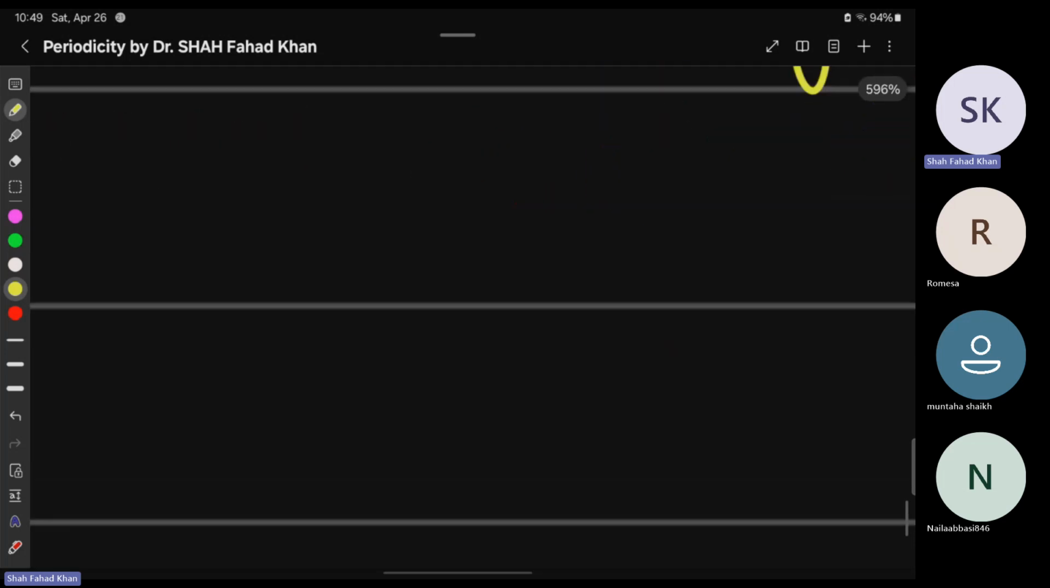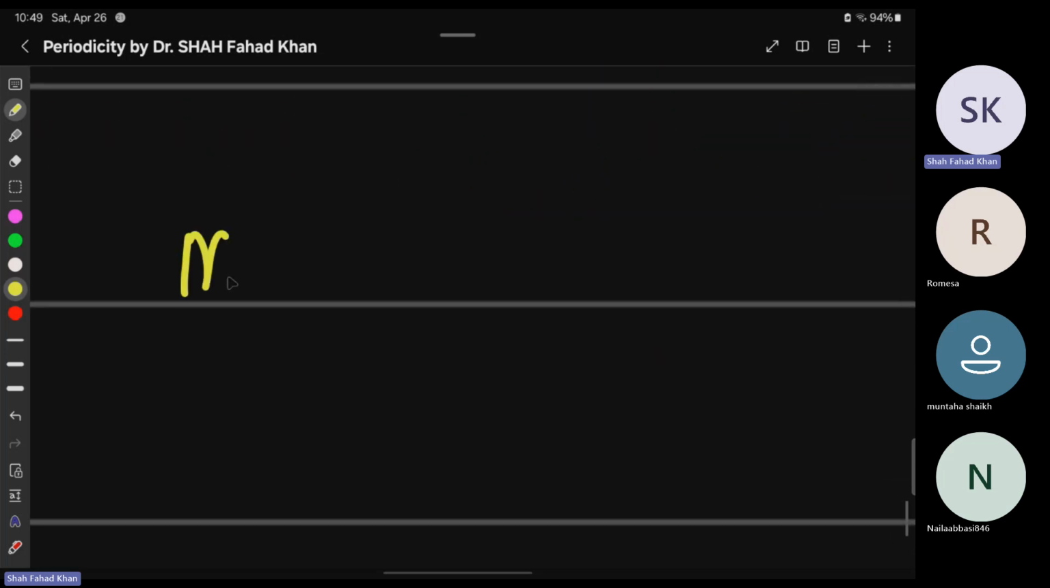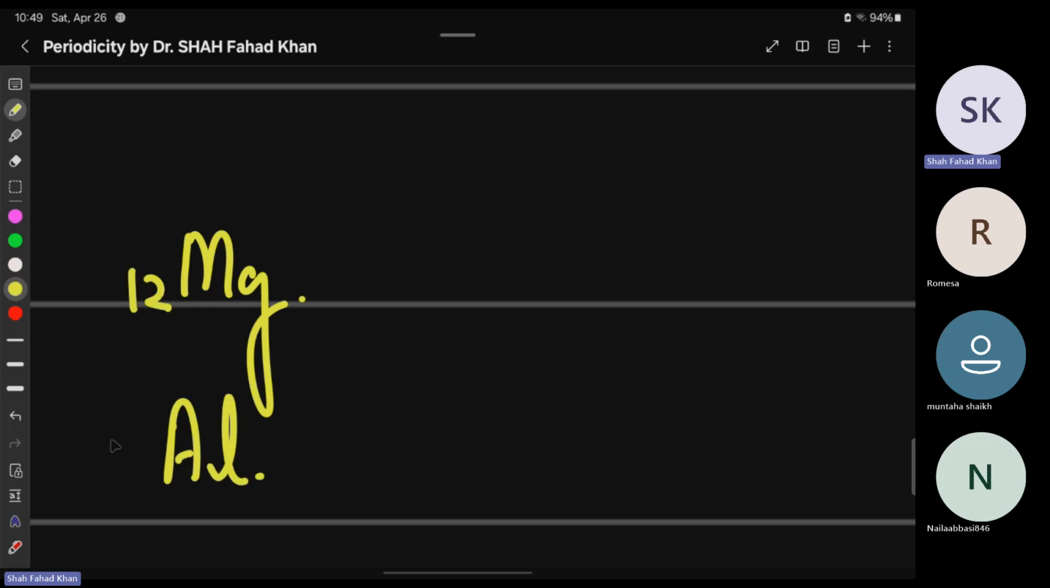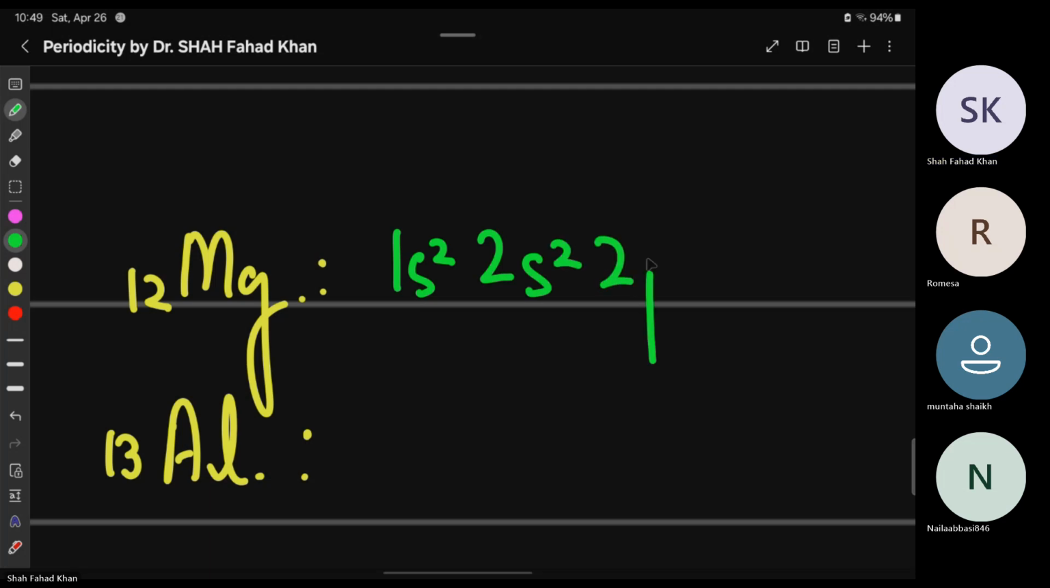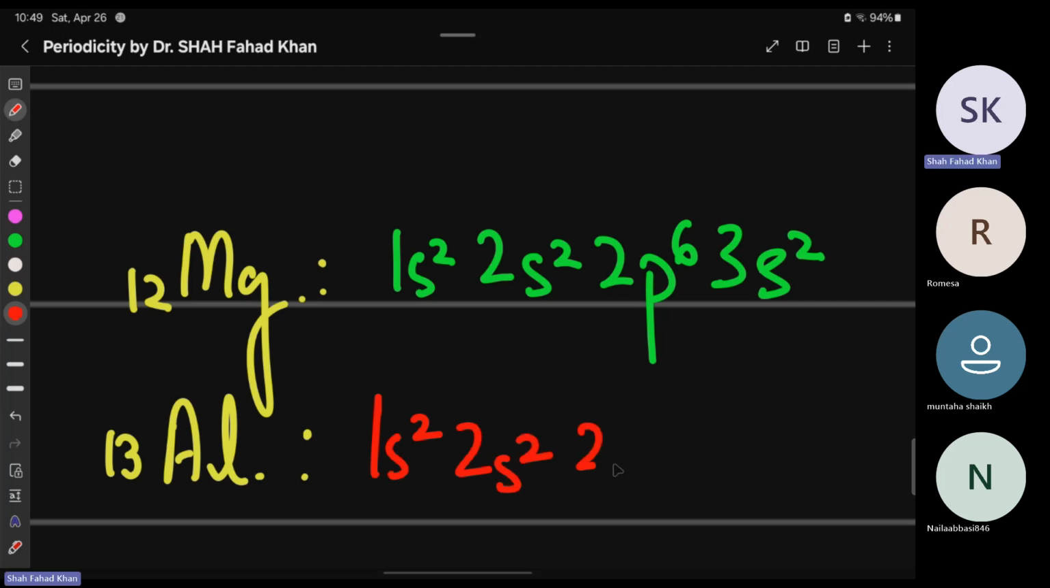If I were to ask you to write down the electronic configuration of magnesium, followed by aluminium, you'll be able to answer this question then. Okay, so magnesium and aluminium, let's write down the electronic configuration. Magnesium is going to be, help me out guys, 1s2, 2s2, 2p6, and 3s2, right? Aluminium is going to be 1s2, 2s2, 2p6, 3s2, 3p1.